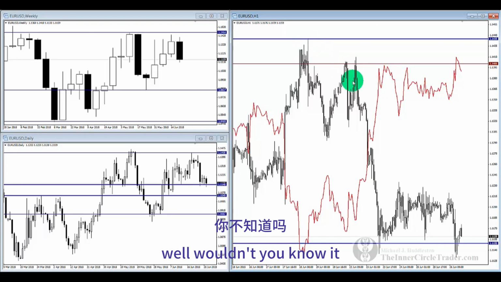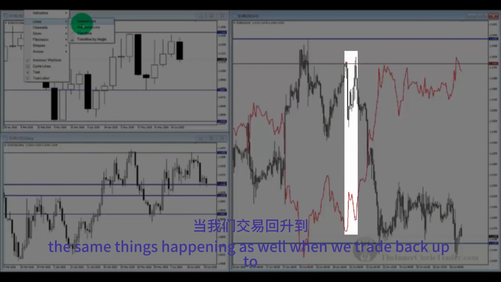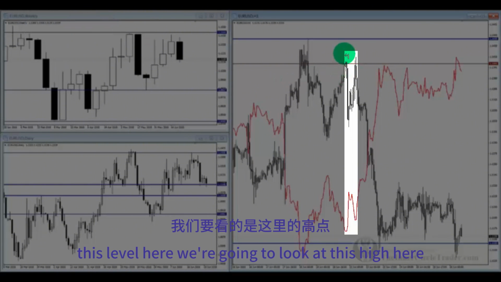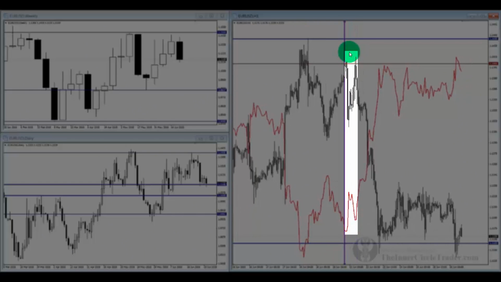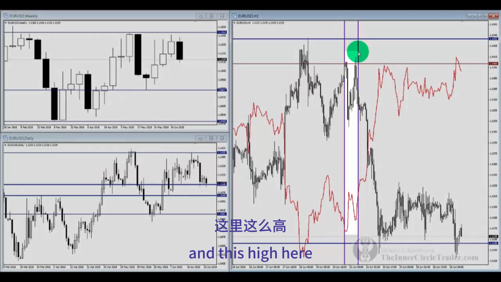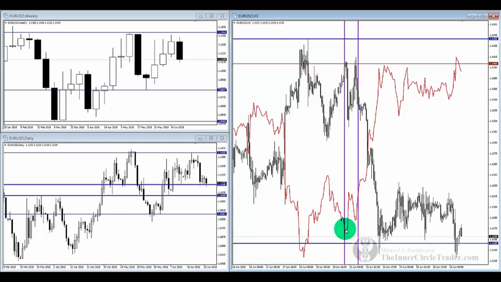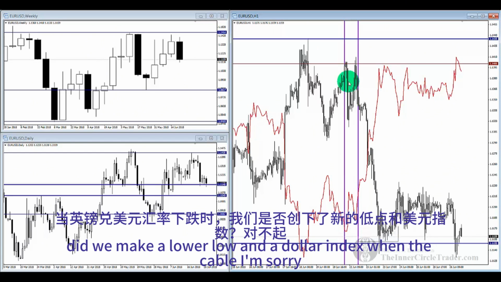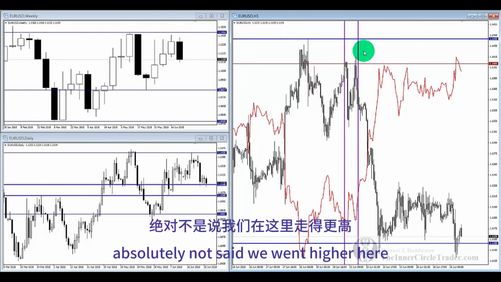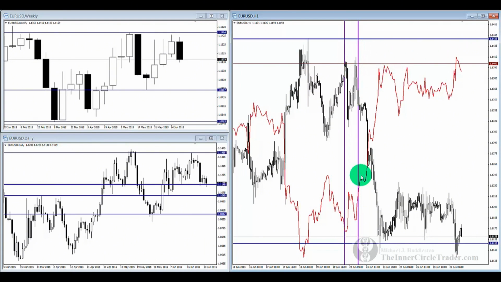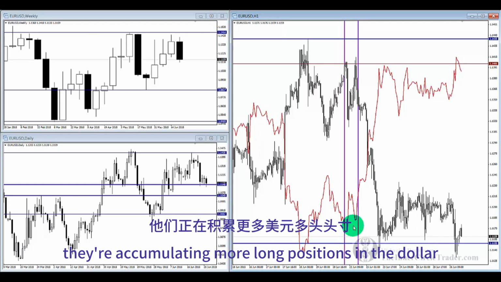Well, wouldn't you know it, the same thing is happening when we trade back up to this level here. We're going to look at this high here and this high here, so basically the high between these two purple levels. Did we make a lower low in the dollar index when the fiber went back up there and ran this high? Absolutely not. So we went higher here, but we did not see a lower low in the dollar, which means what? They're accumulating more long positions in the dollar.